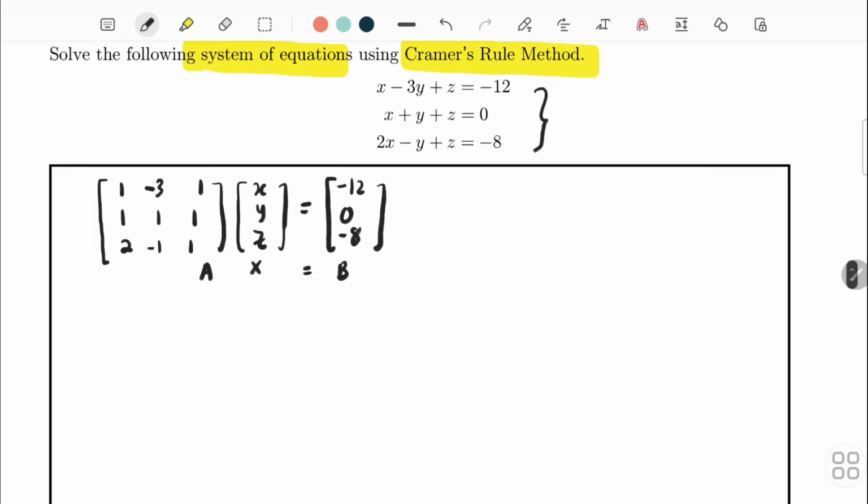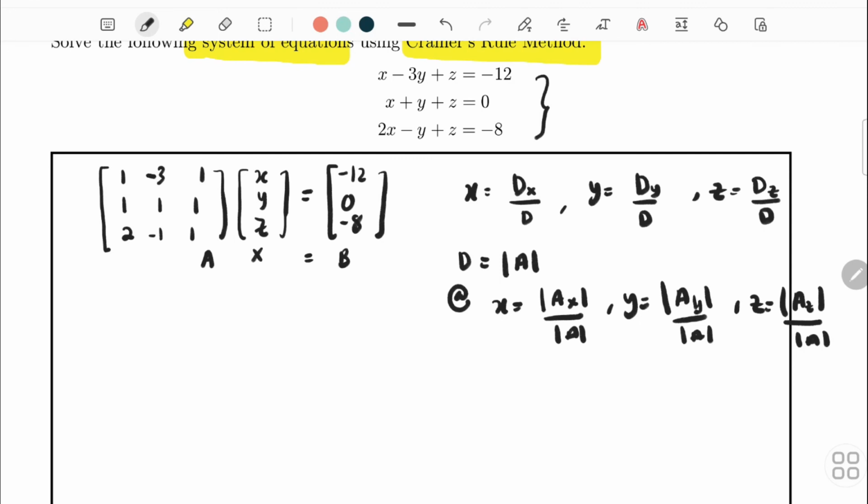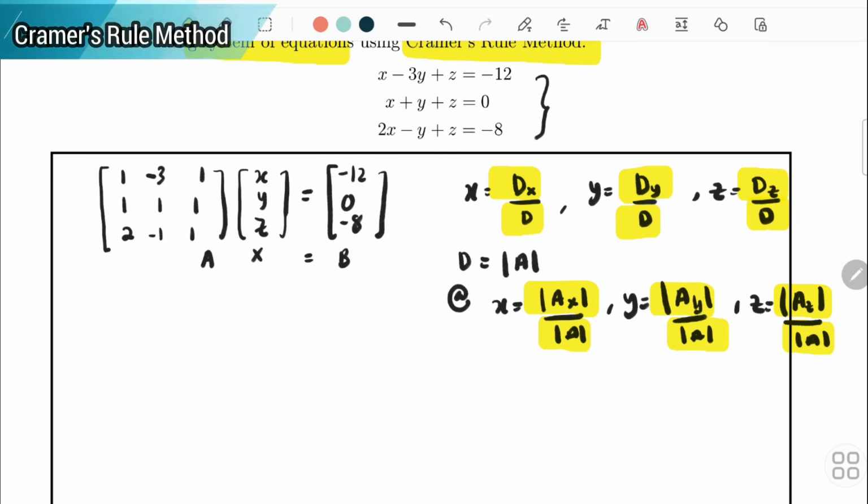So we're going to proceed to solve this using Cramer's rule, which is x equals D sub x over D, y equals D sub y over D, and z equals D sub z over D, where D is the determinant of A. Or you can rewrite it as x equals the determinant of A sub x over the determinant of A, y equals the determinant of A sub y over the determinant of A, z equals the determinant of A sub z over the determinant of A. You can rewrite it in this form also, or just use D sub x over D, D sub y over D, D sub z over D. It's up to you.